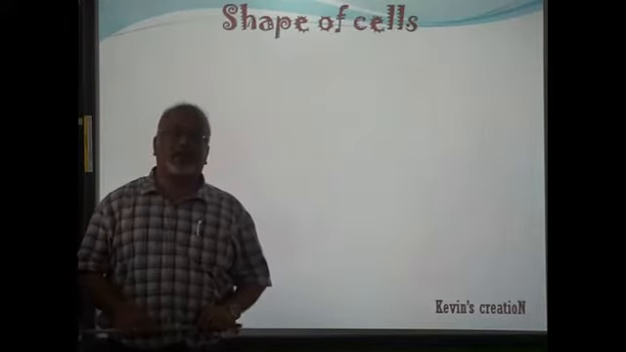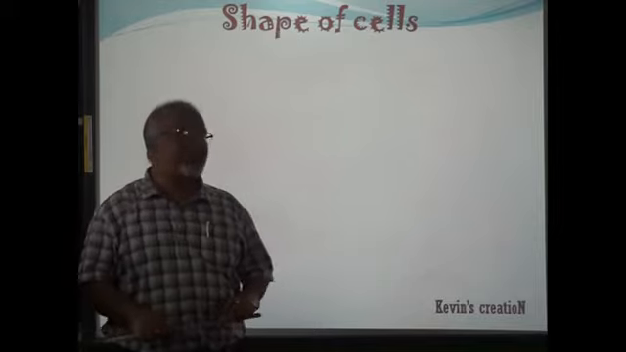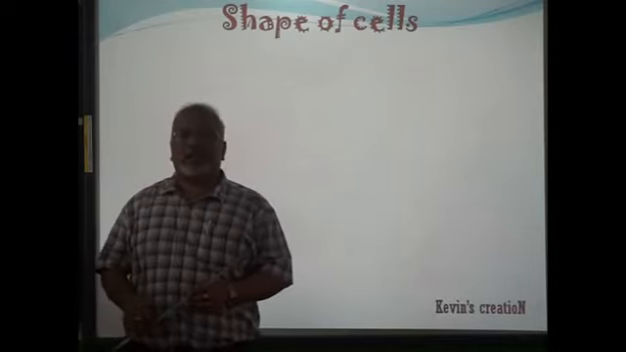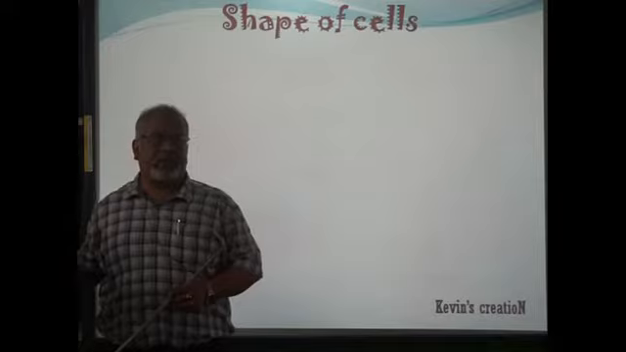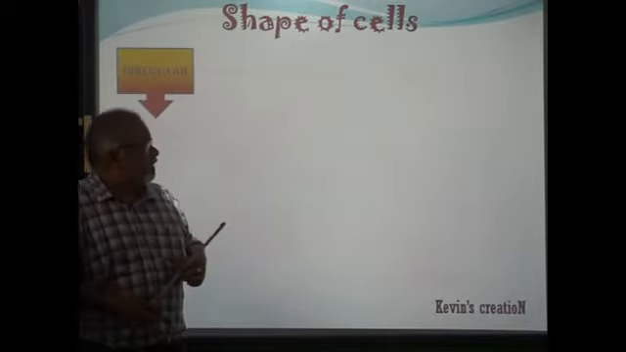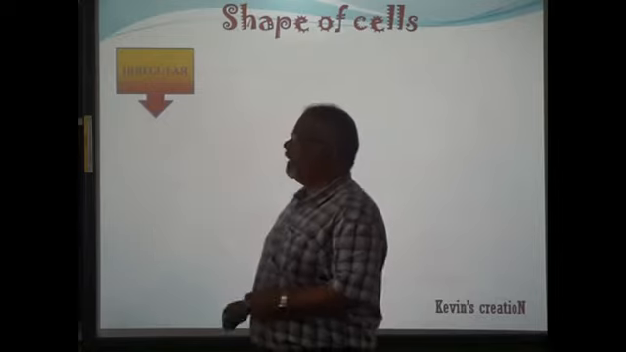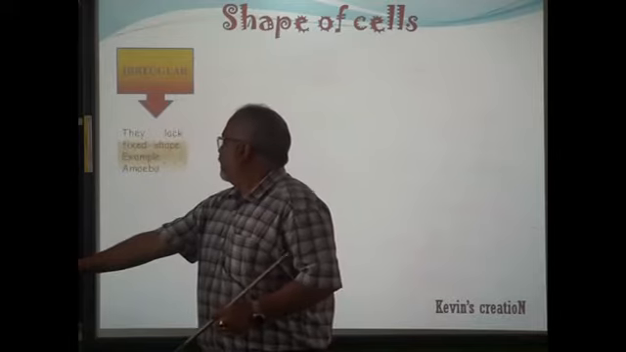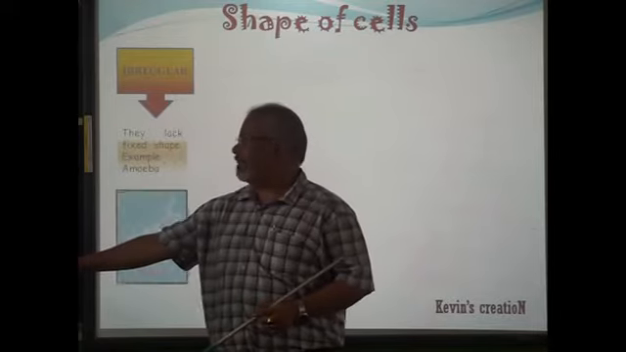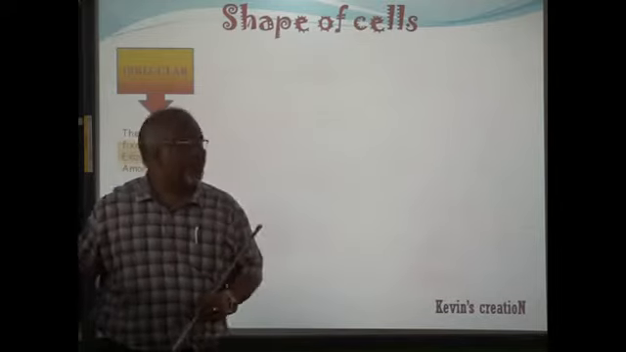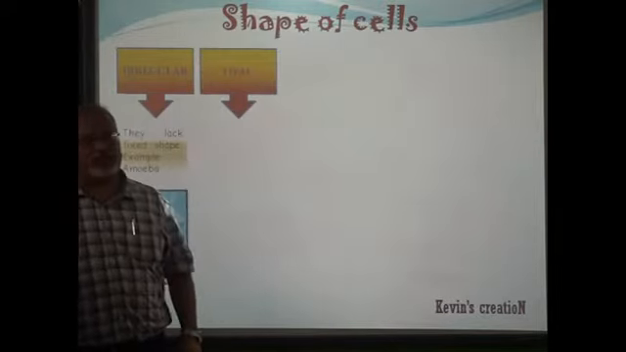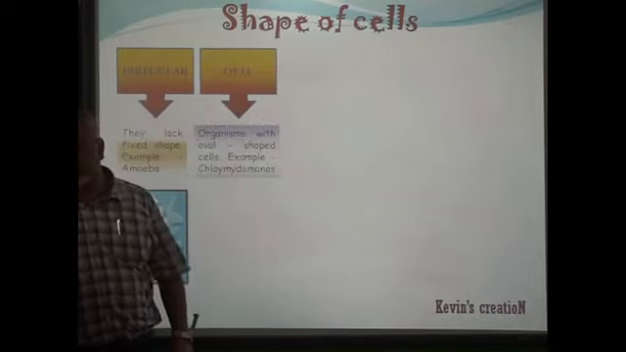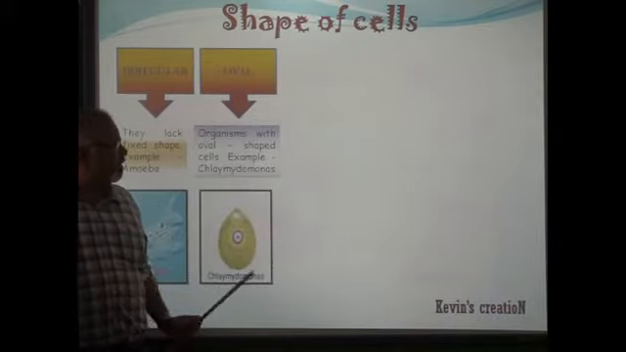Now comes the shape of the cell. The cells also vary because they are not of the same type. Some may be oval, some may be irregular. So let's see one by one. Here it is irregular in shape. That means they don't have any definite shape. They lack a fixed shape. An example is amoeba. Next one we have is oval. Organisms with oval shaped cells, for example chlamydomonas. Here in the picture you can see chlamydomonas.